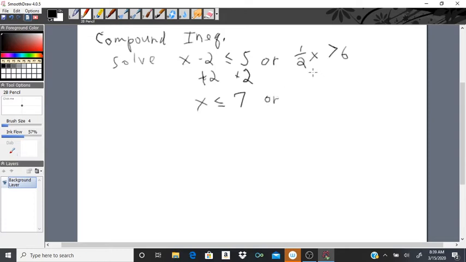And on the other side, we have to multiply the left-hand side by 2 to get rid of this 1/2. And whatever you do to the left, you do to the right. You multiply by 2. And we get x, 2 times 1/2 is 1. So we get x is greater than 12. We didn't multiply by a negative number, so there's nothing to happen with our sign. And here we got our 2 solutions.